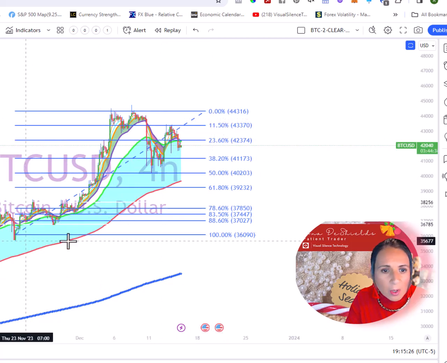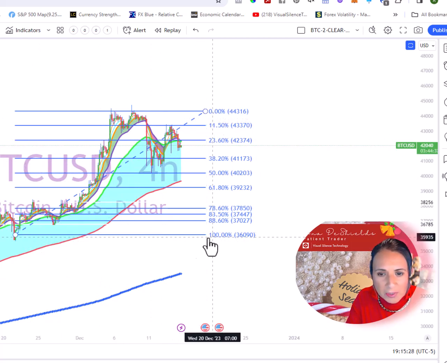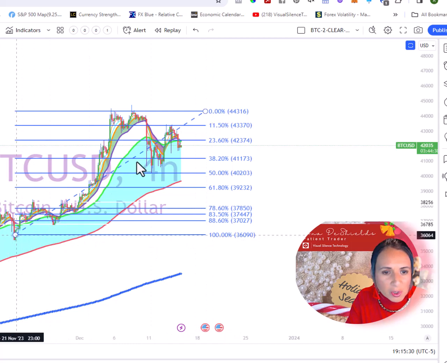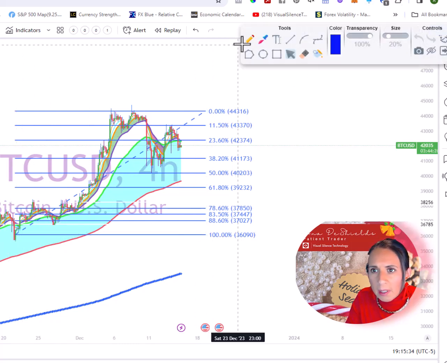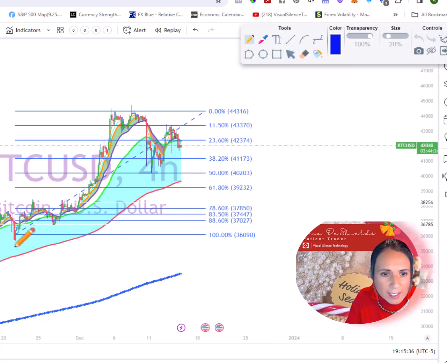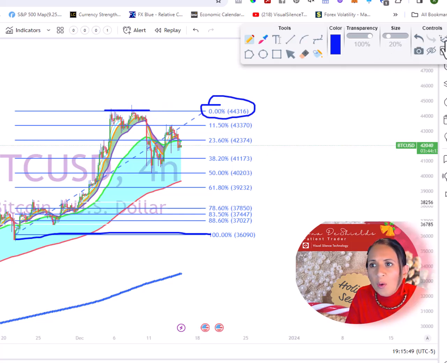So they have the 100%. That means that's where you started your fib from. Let me go ahead and pull out my little tools here. This is where I started my fib at, so it says 100%. And then this says 0 because this is where I stopped drawing my fib. Now, what does that mean?